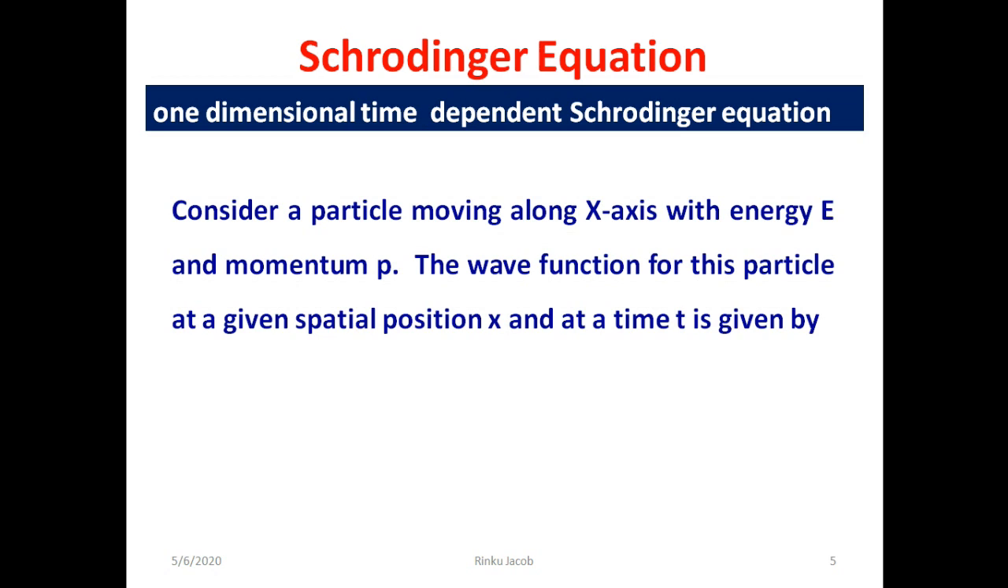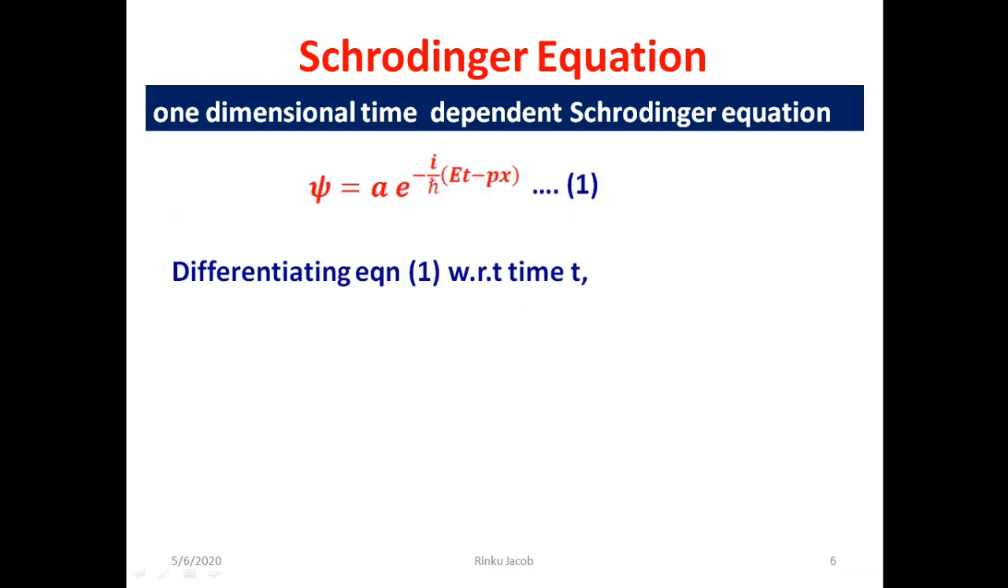Here we consider a particle moving along the positive x-axis with energy E and momentum P. Then the wave function for this particle at a given spatial position x and at a time t is given by psi equal to A exponential minus i by h cross (Et minus px). Now we differentiate equation 1 with respect to time t.